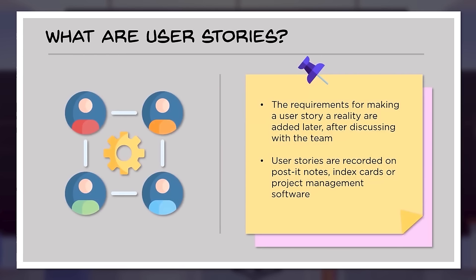So the requirements for making a user story a reality are added later, after discussing with the team. So we created a user story, but it doesn't end there. There needs to be a further discussion to decide, yes, it is a valid user story. This will also help in terms of prioritization, which needs to be taken up first.